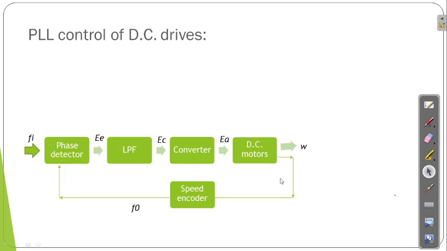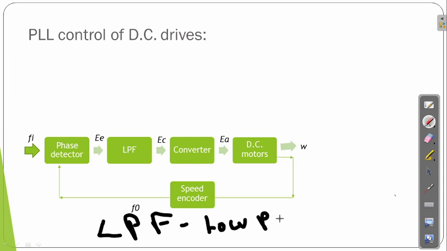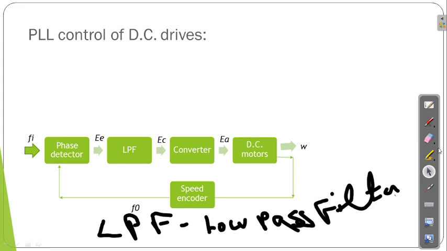Now you can see the diagram of this PLL control. Here you can see the first block is the phase detector and LPF. Already we know that LPF means low pass filter. It is one of the types of filter. So after the phase detector comes the LPF, the low pass filter, in the phase locked loop.